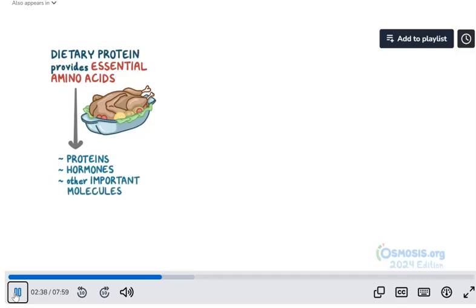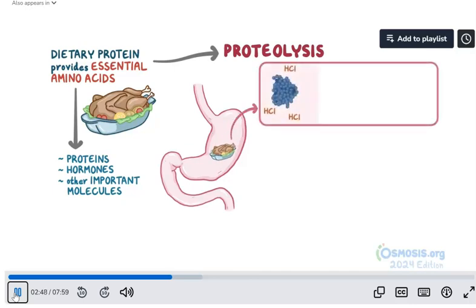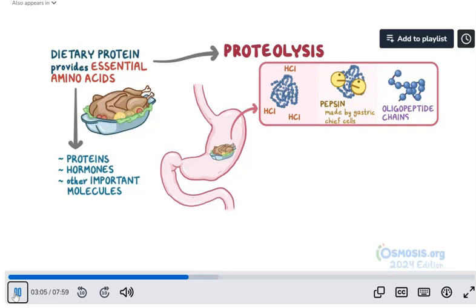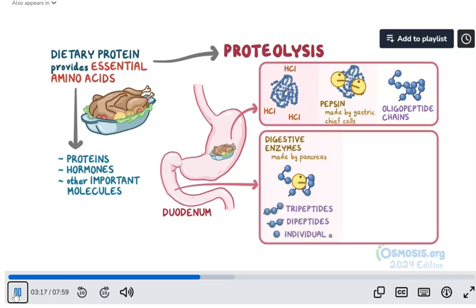But to do so, we need to break the dietary protein down first, through a process called proteolysis. When we first eat a protein-containing food, proteolysis begins when the food reaches the stomach. First, hydrochloric acid denatures the protein, unfolding it and making the amino acid chain more accessible to enzymatic action. Then, pepsin, which is a protein itself made by gastric chief cells, enters the picture. Pepsin cleaves any available protein into smaller oligopeptide chains, which move into the duodenum, where a second set of digestive enzymes, made by the pancreas, further chop the oligopeptides into tripeptides, dipeptides, and individual amino acids.